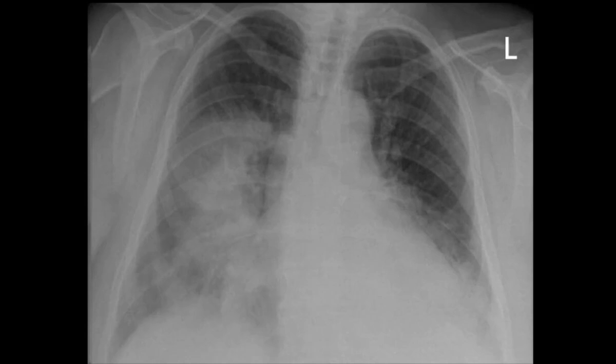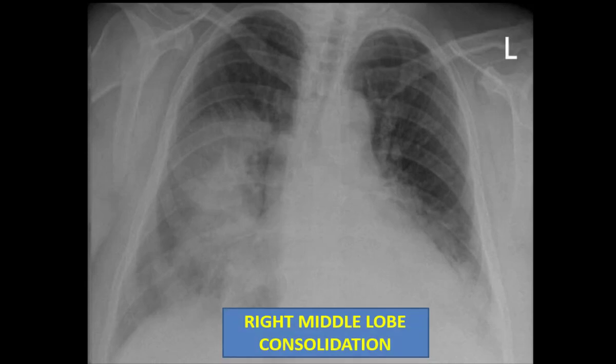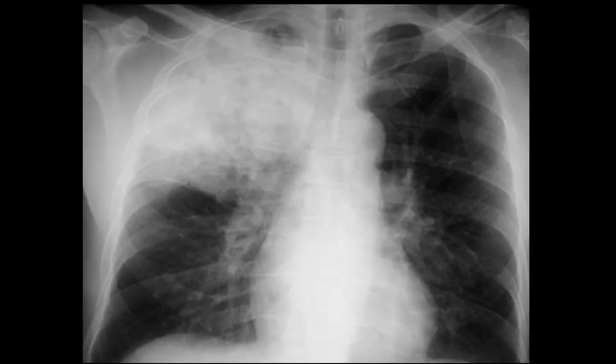What do you see here? There is consolidation of the right middle lobe. Right upper lobe, see, it could be collapsed, but you can see the trachea is lying in the midline. It is not getting shifted, so it's most likely right upper lobe consolidation.